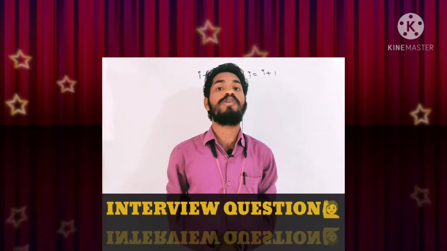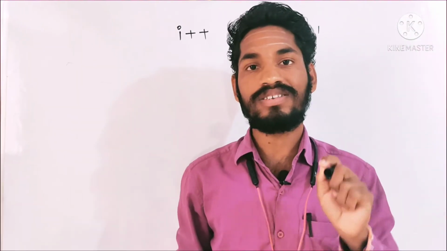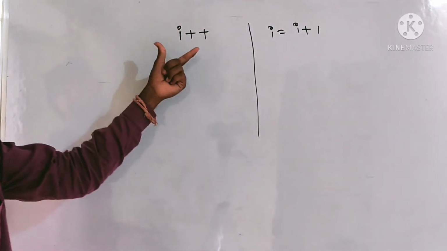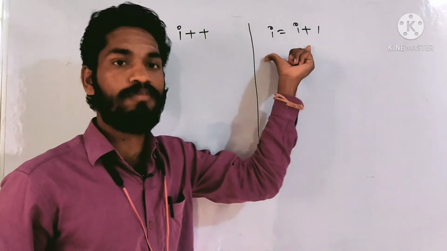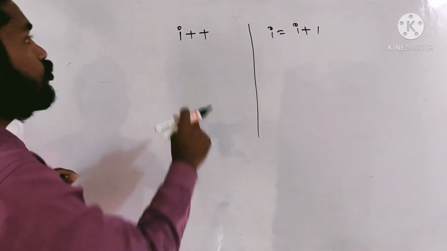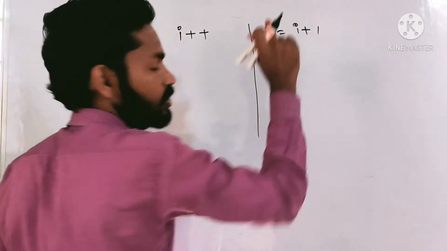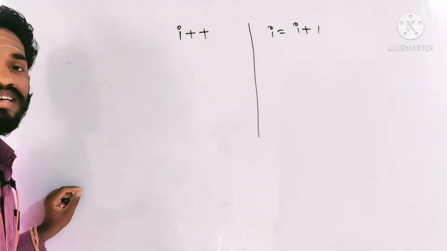Hello everyone, in this video I am going to talk about a tricky C programming question. The interviewer will give two expressions, I++ and I = I+1, and ask which one you will prefer, either this expression or these expressions. Why are they asking this question?